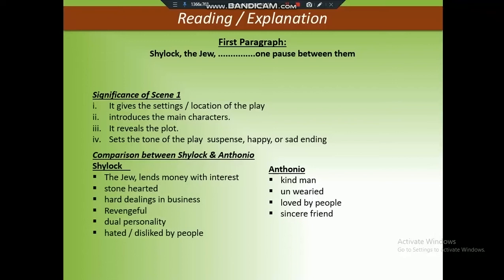We find that he was a revengeful kind of person as well, because he wants to take revenge on Antonio for some reasons that we will be reading about. We also come across that he has a dual personality. In front of the people he hides his personality. He is not what he actually presents himself to be. And we also observe that he is hated and disliked by people. Why? Because he used to deal with people through his hard dealings.